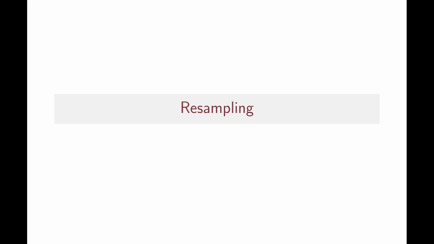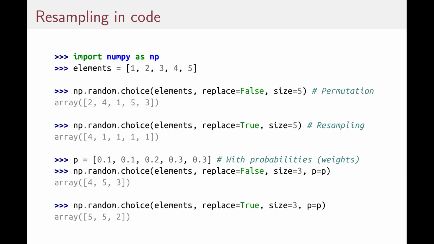Now we're going to look at resampling and resampling techniques. So resampling in code, quite easy. You can do this with a numpy package. The first thing that's shown here is a permutation. That's just like shuffling a deck of cards and you just permute the order of the elements. The second one is what's often called bootstrapping or resampling, and it's resampling with replacement. So now it's like putting it back into an urn and drawing again. So the same element could come up several times.